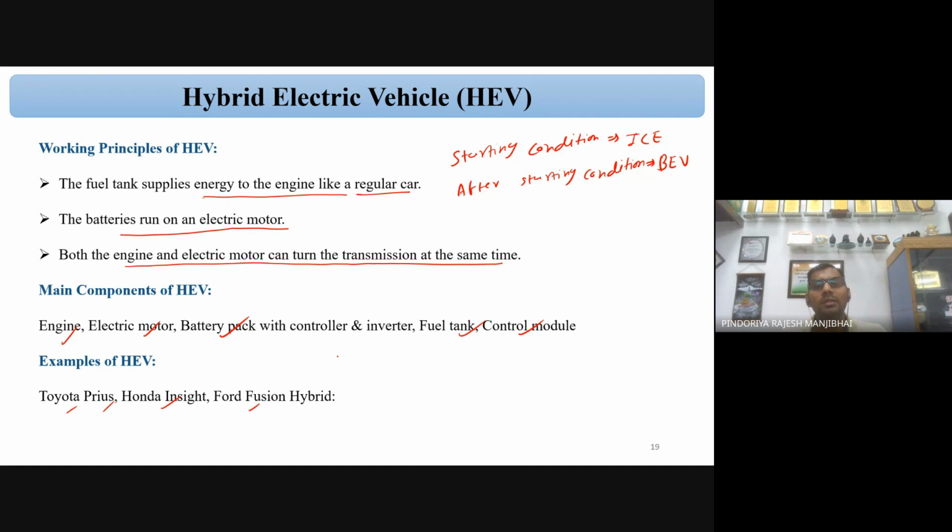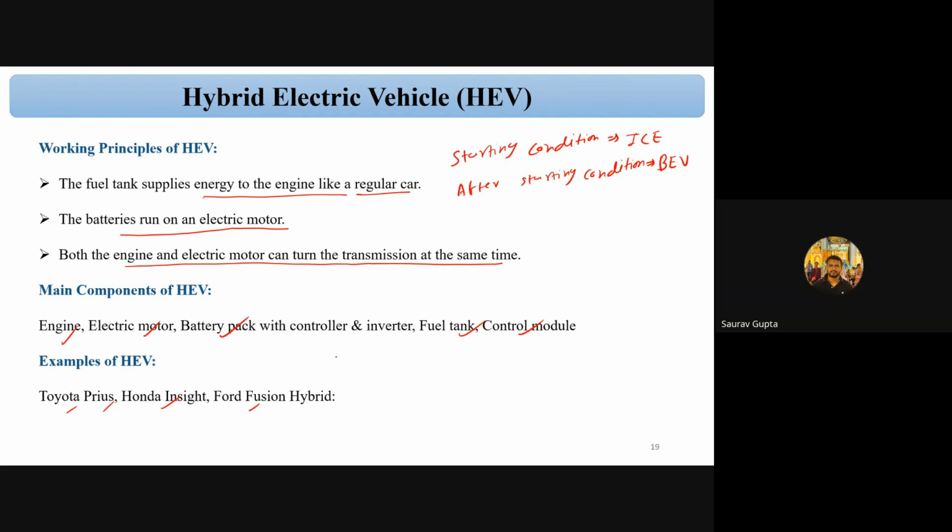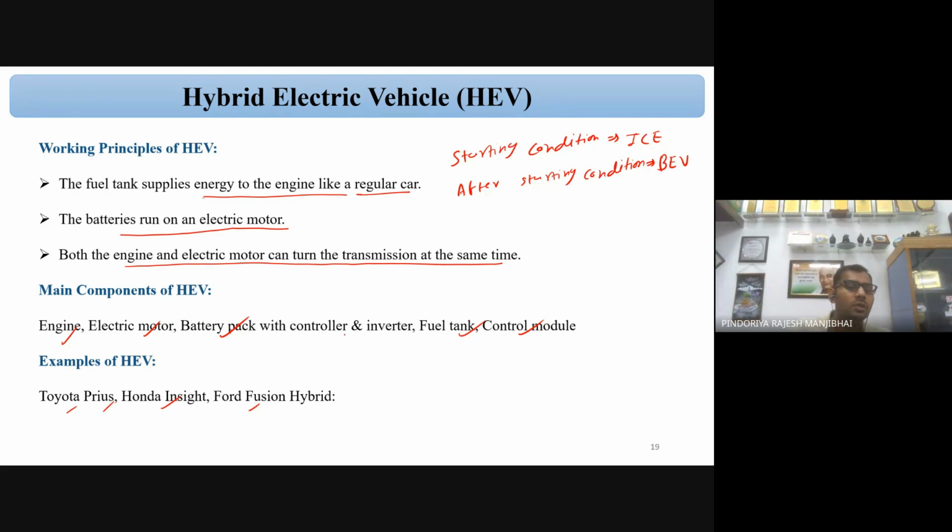So that is the same as CNG. I hope in Nepal CNG vehicles are also available. Is there CNG available? Yes, any one student? So CNG vehicles are available. That is the compressed natural gas vehicle.